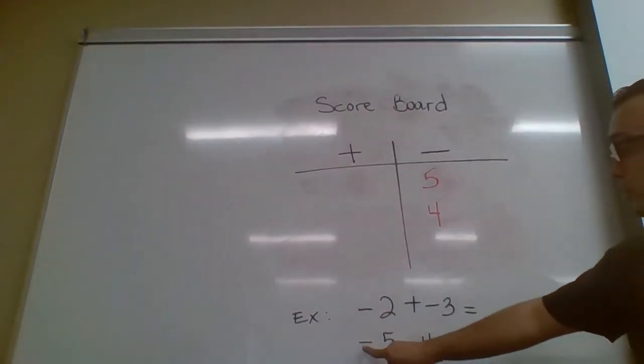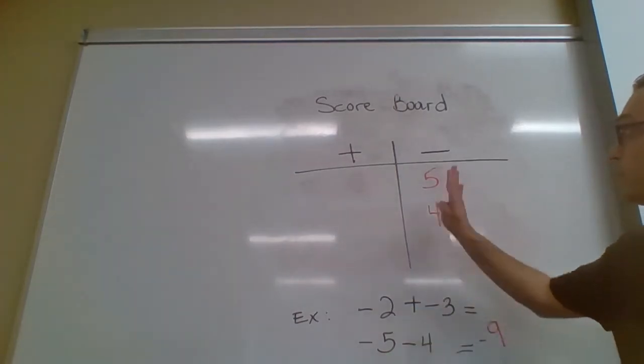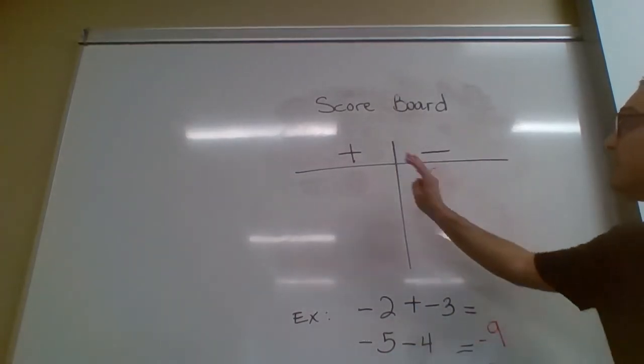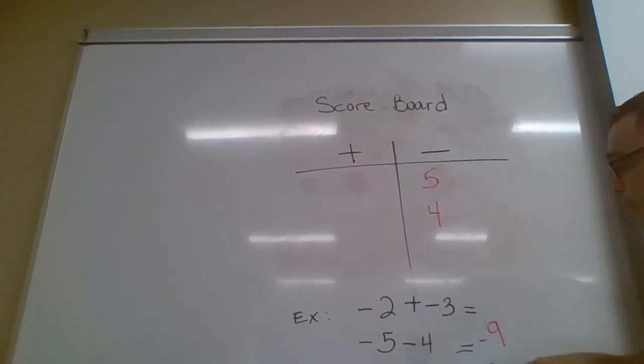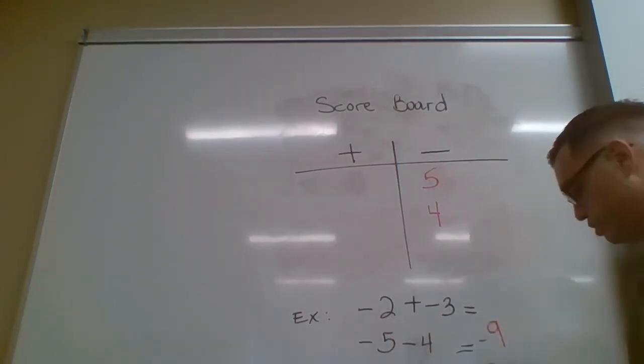Again, you put the digits where they go with each team. So this is the negative side, and this is the positive side. All right, let's look at this one over here. Let me erase this here.